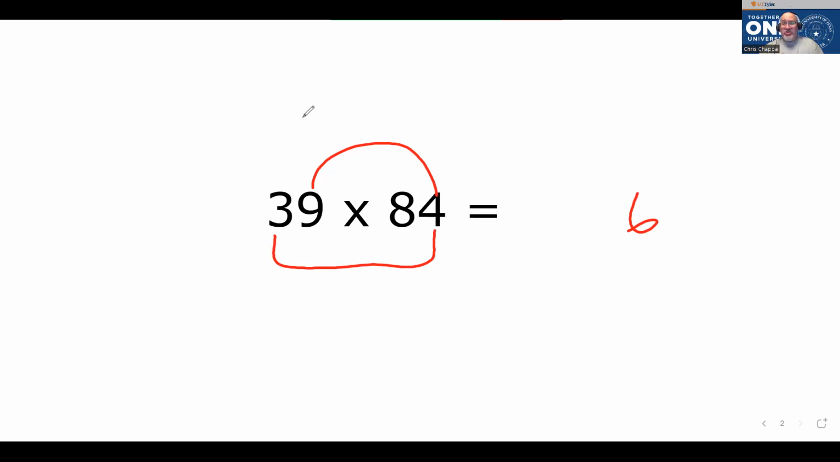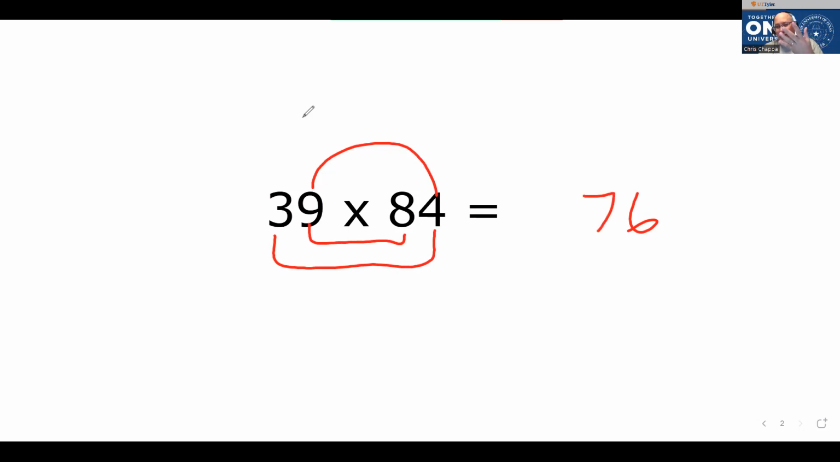9 times 4 is 36. Write the 6, carry the 3. 3 times 4 is 12, plus the 3 is 15. So now I'm remembering 15. 9 times 8 is 72. 72 plus 15 is 87. Write the 7, carry the 8.